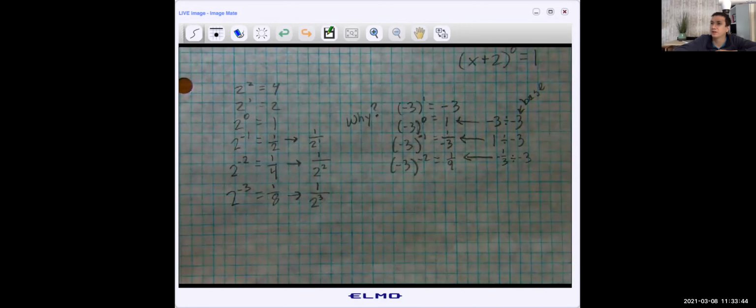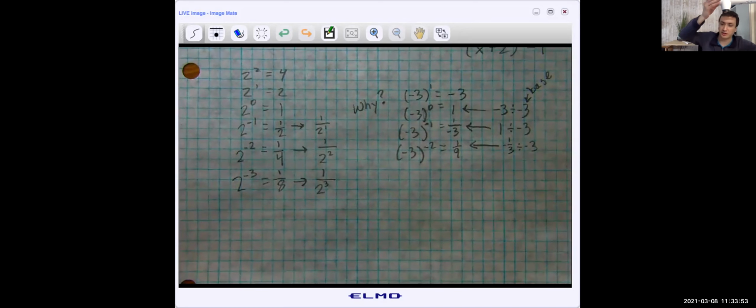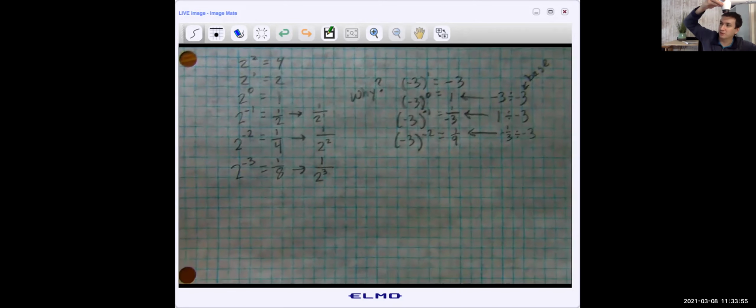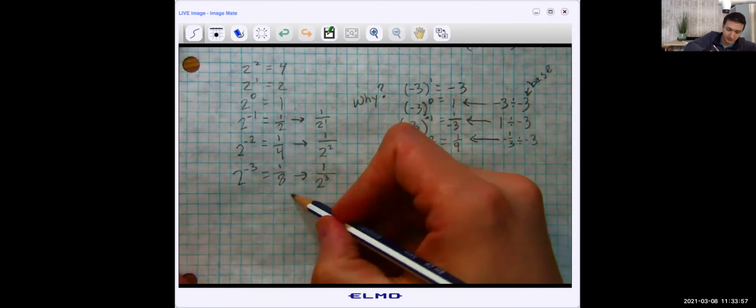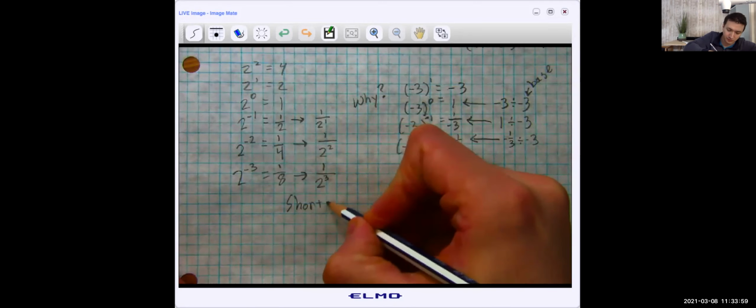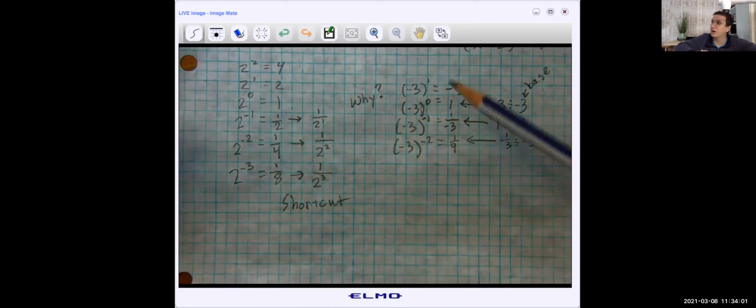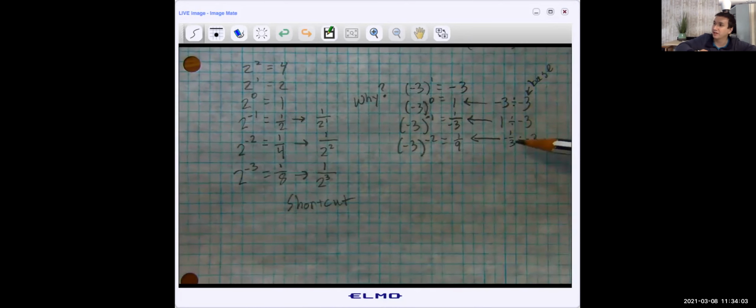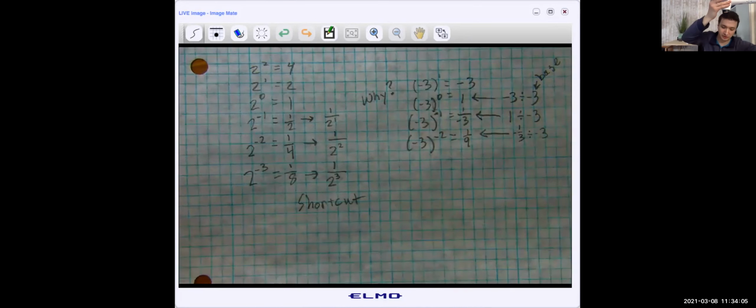I'm trying to think what kind of example I want to give you. Let's talk about a shortcut way, a way that maybe will help you remember this if you don't have your notes in front of you. So this is why it's happening. You're dividing by the base every time. Here's a shortcut.